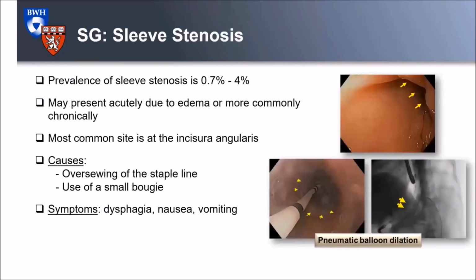Another common finding is sleeve stenosis, which may occur in up to 4%. Patients may present acutely or more commonly chronically. The most common site is at the incisura. When you pass the scope through this area, you want to pay attention to whether you have to do more clockwise rotation or a big knob up, which may represent a stenosis. If patients present within the first 6 weeks after the surgery, you want to dilate this with a CRE balloon. However, for chronic sleeve stenosis, we want to consider using pneumatic balloon dilation.